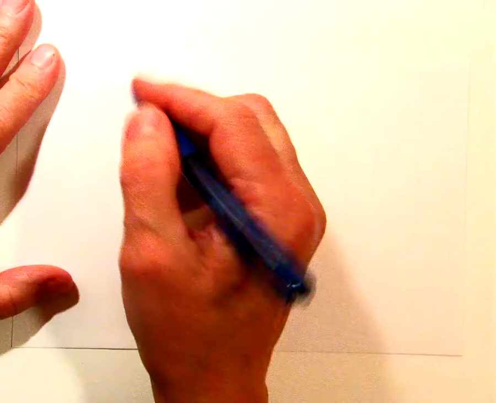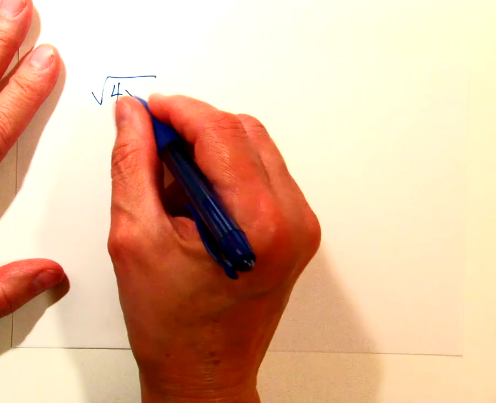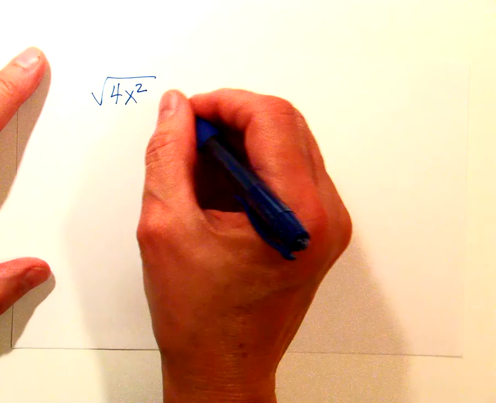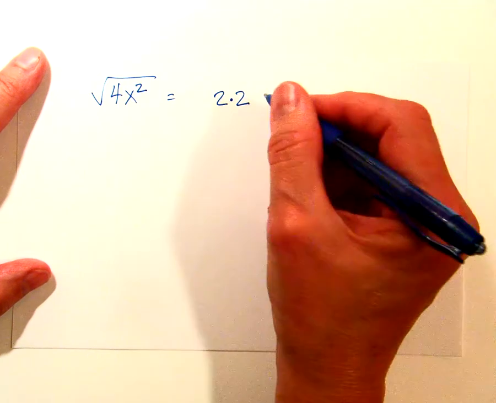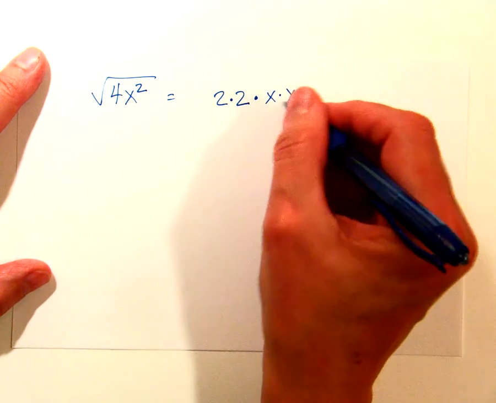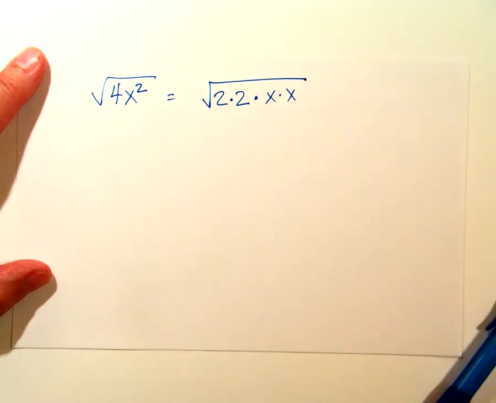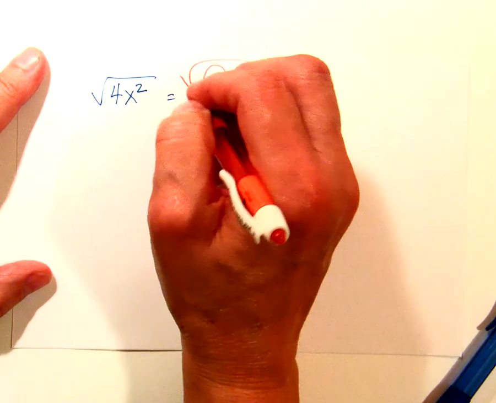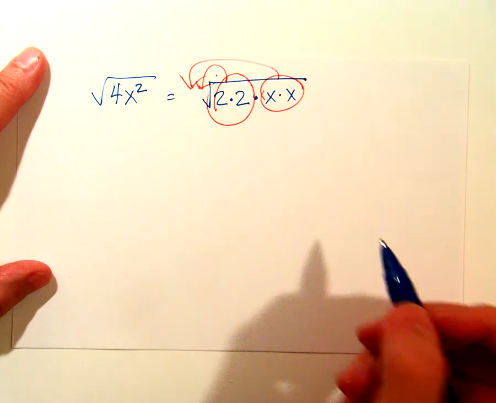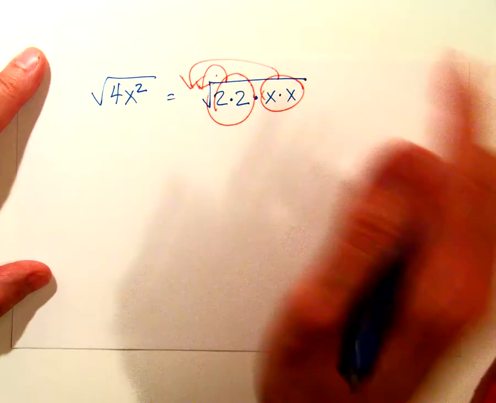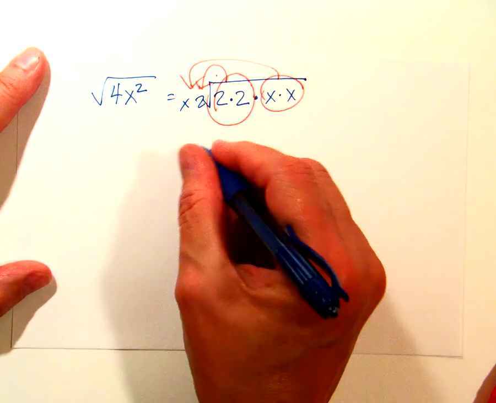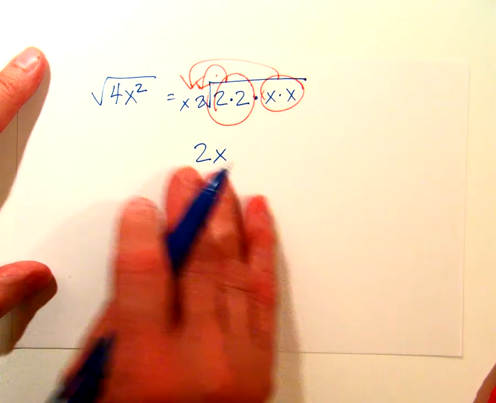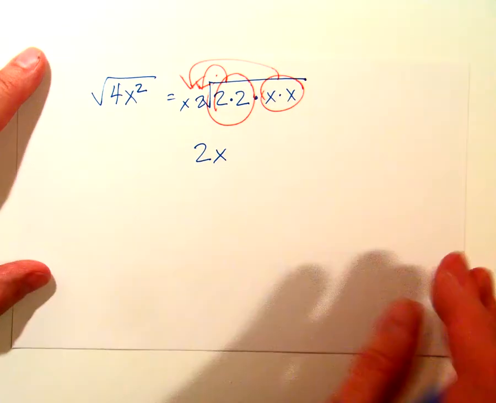What if there is a variable in it? Let's look here. The square root of 4x squared. Well, let's write it out as factors. Of course, 4 is 2 times 2, and x squared is x times x. Oh, look. Happy couple of 2's, happy couple of x's, and no lonely onlys. So that'll just be 2x. 2x is the square root of 4x squared.